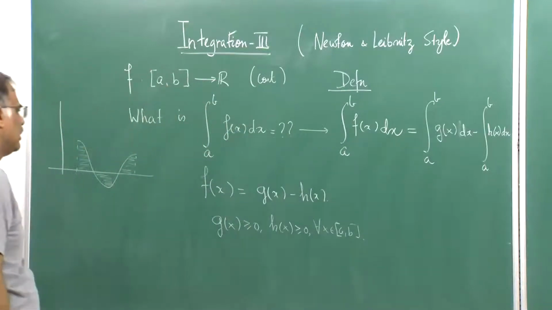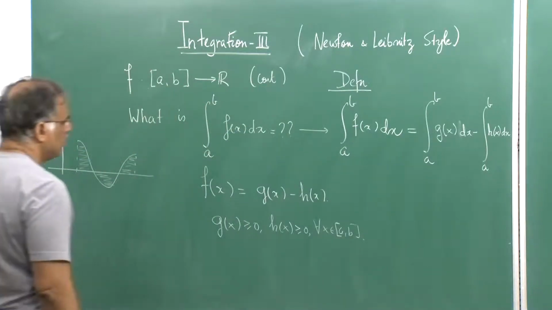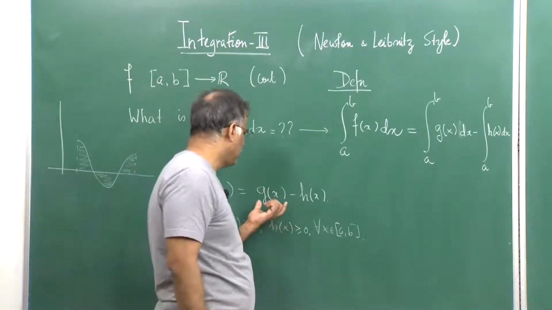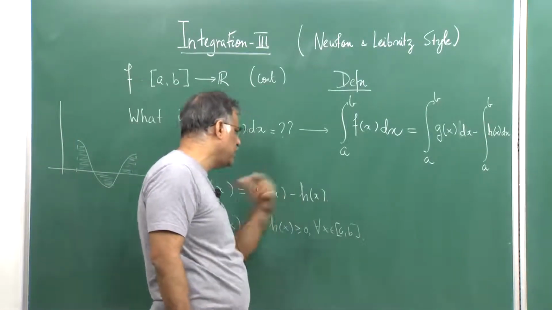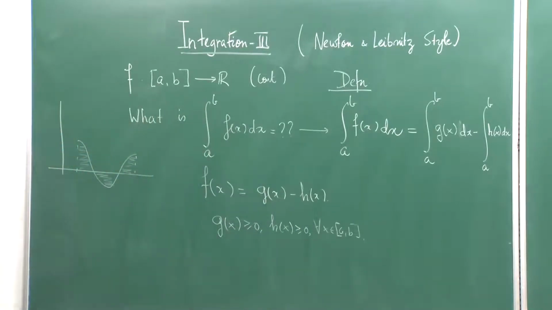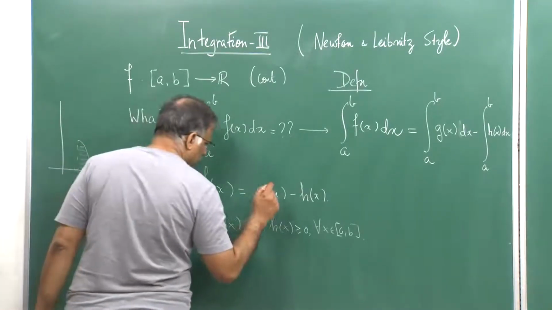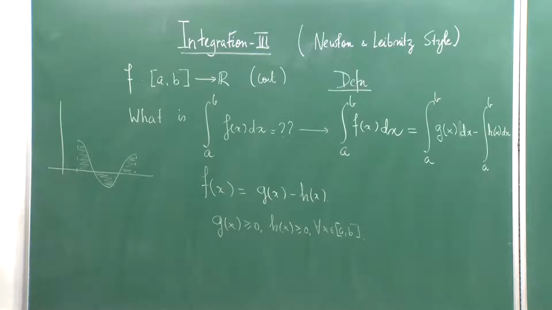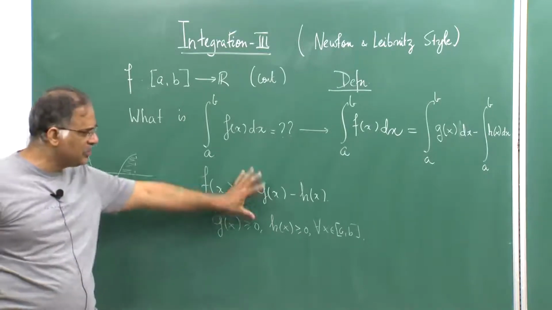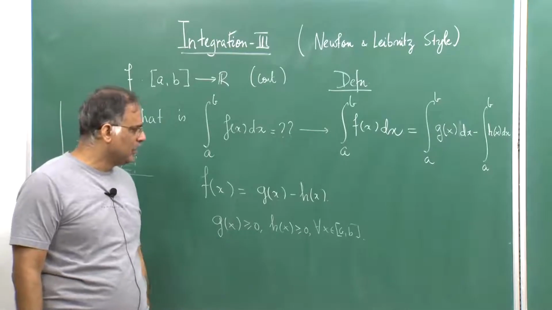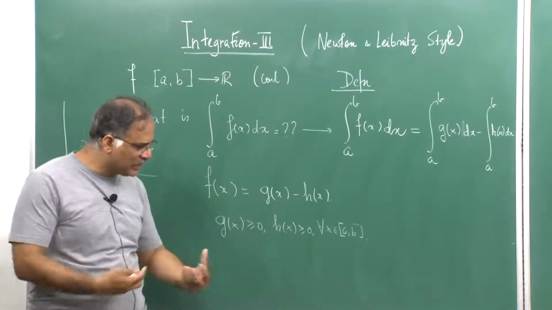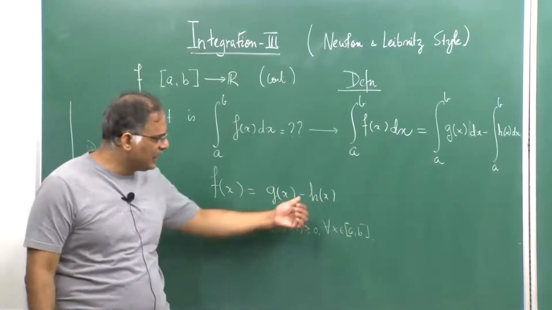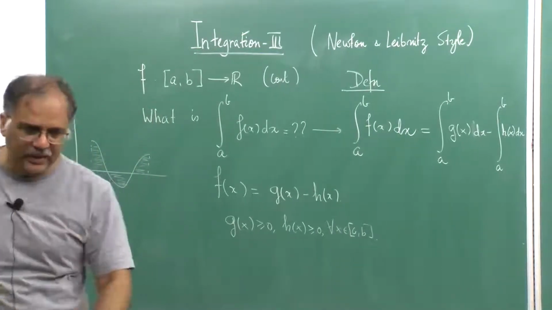So what it says is that if f has g(x) and h(x) as its components, that is f(x) is g(x) minus h(x), then the integral of f(x), the area under f(x), means that you first calculate the area under g(x) and then calculate the area under h(x) and subtract it. So anything with a negative sign has a negative area, that sort of idea is in here.